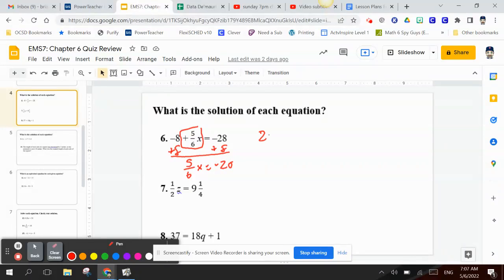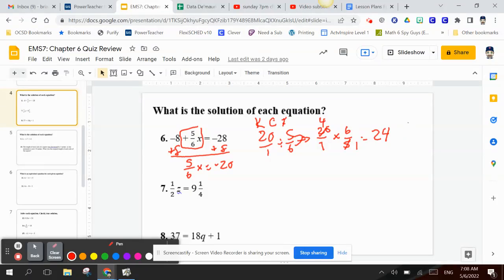So then I take 20 over 1 divided by 5/6, which if I use my keep, change, flip rule, I keep my fraction 20 over 1. I change the sign from divide to multiply, and I flip my second fraction, which would be 6 over 5. 5 goes into 5 once, 5 goes into 20 4 times, and when I multiply 6 times 4, I get 24.